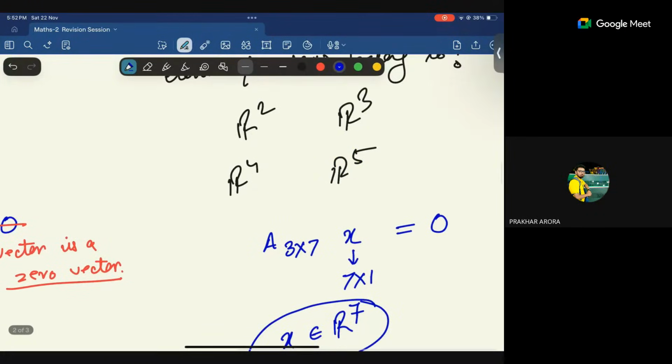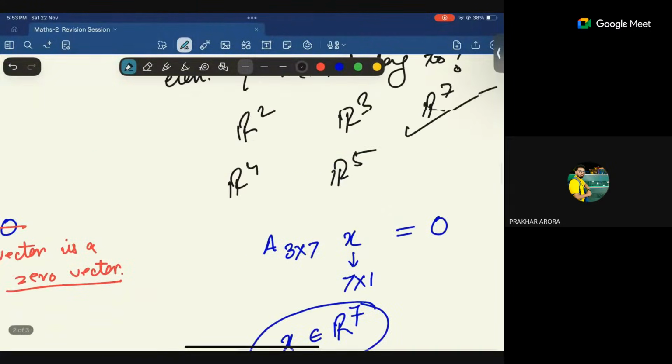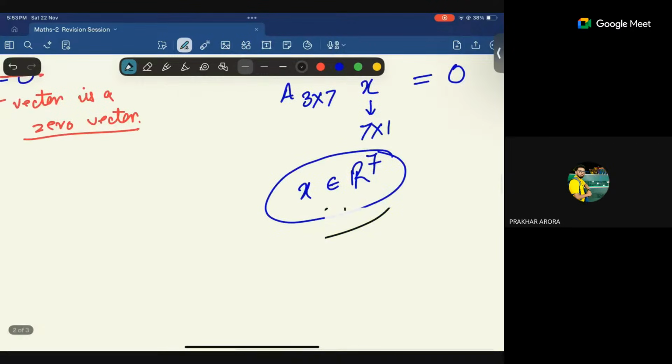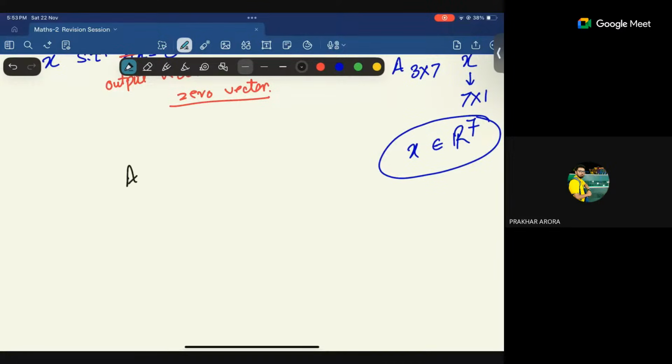I am preparing questions and options on the go, that is why. So this is the correct option. This is a simple question. They can also ask you which of the following vectors may belong to the null space of A, without even giving you anything. They can say that A is a 3 cross 7 matrix.